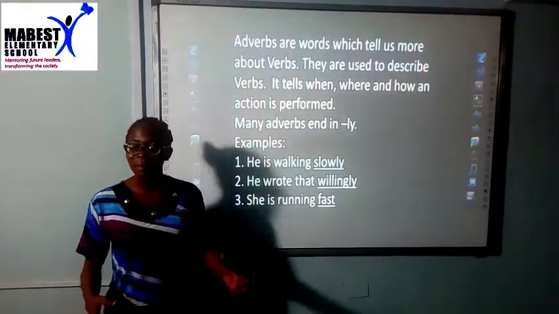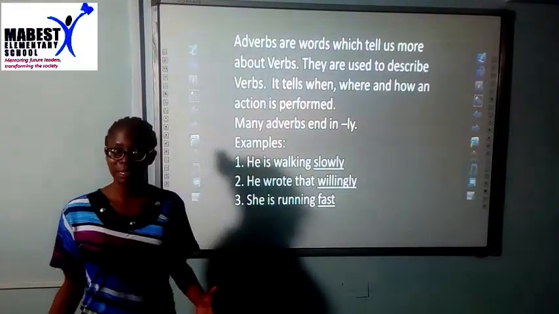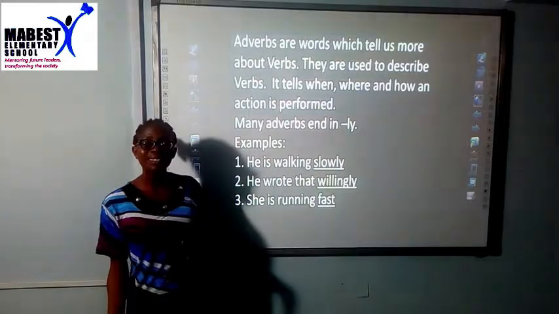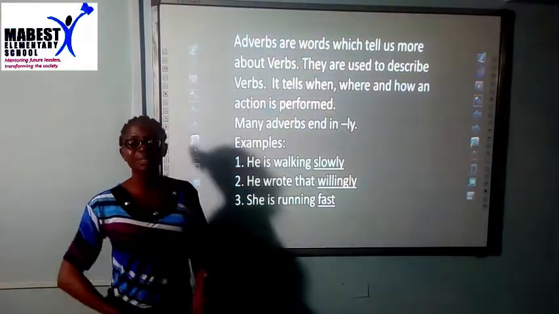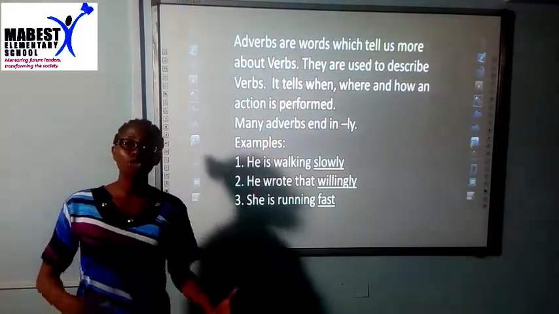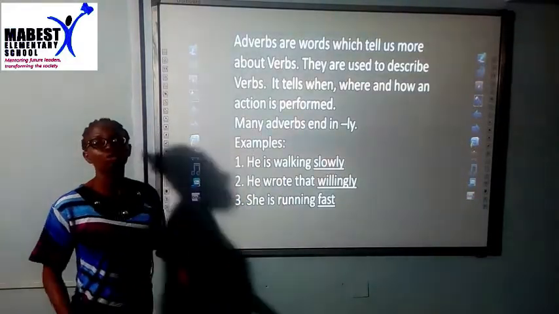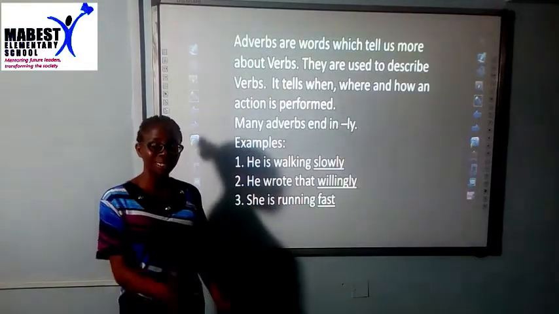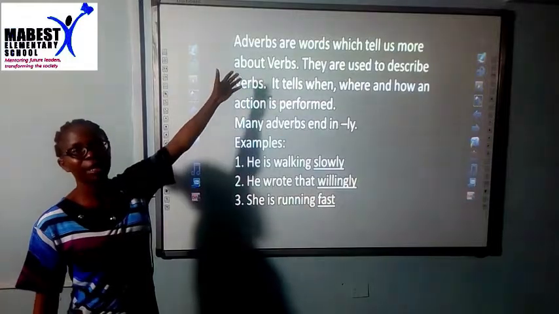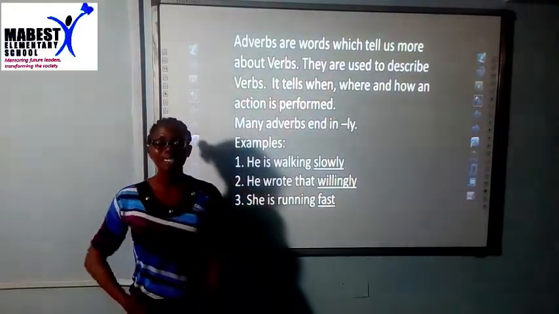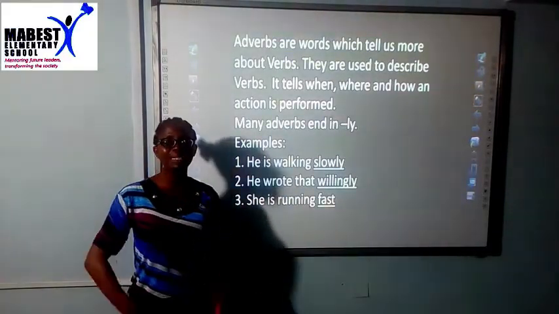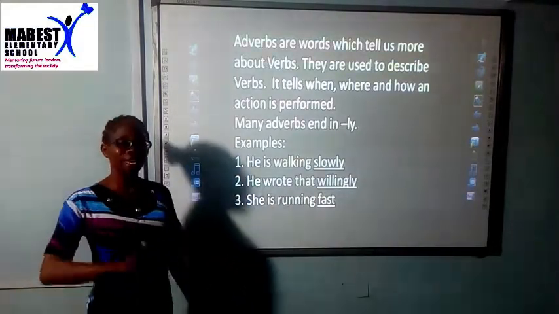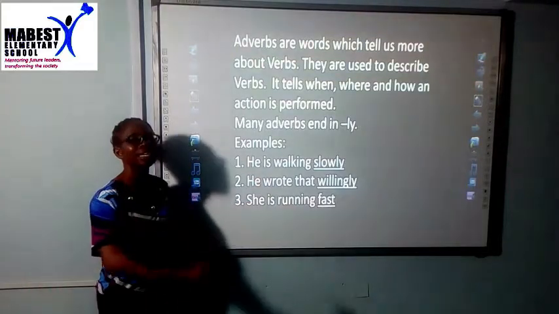What is a verb then? A verb is an action that is being performed by someone, that is the subject in a sentence. Almost all sentences have a subject, and they also have the action that is being performed by the subject. So for us to have more understanding and knowledge about the action performed by the subject in the sentence, that is why we have the adverb. The adverb gives us more information about the action being performed by the subject. So an adverb qualifies or gives us more information about the verb in the sentence.